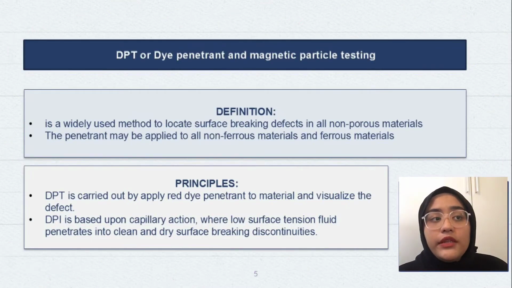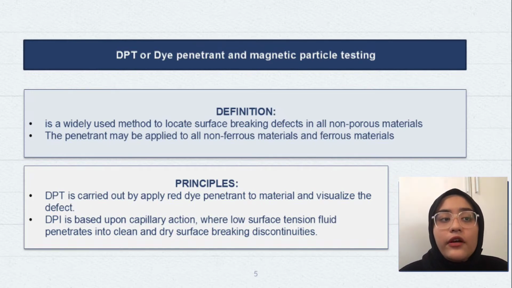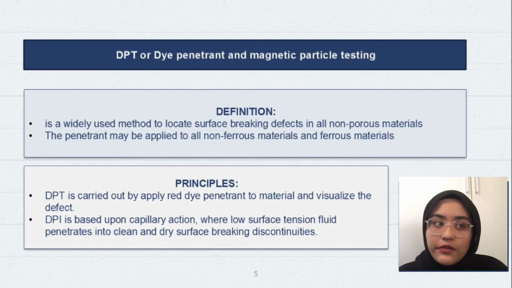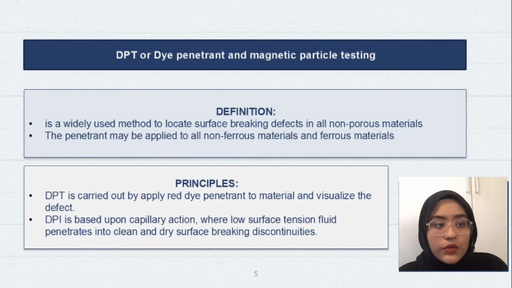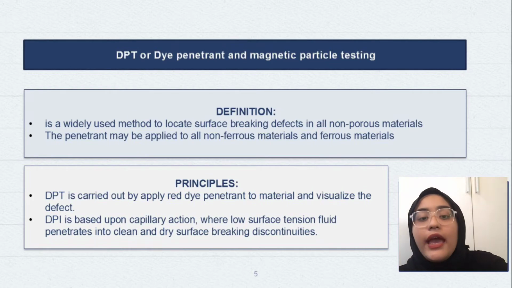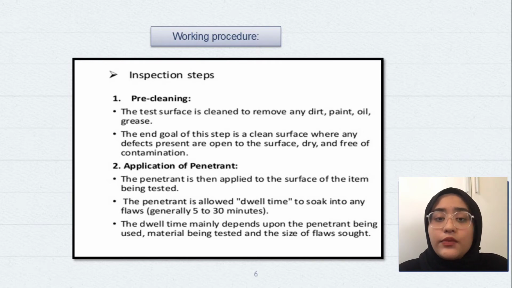So in this one, DPT or dye penetrant testing is a widely used method to locate surface breaking defects in all non-porous materials. It can also be used in non-ferrous materials and also ferrous materials. So the principle of DPT is carried out by applying red dye penetrant. So we apply that to actually visualize the defect so we can actually see it. And DPT is based upon capillary action where low surface tension fluid penetrates into clean and dry surface, breaking any discontinuities. So the working procedure for this is we have inspection steps.